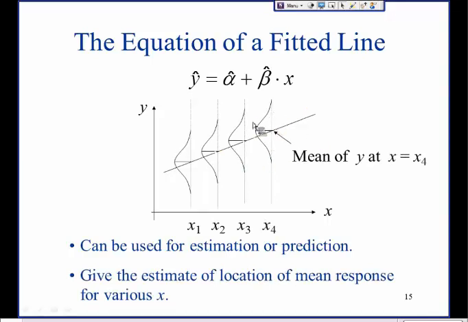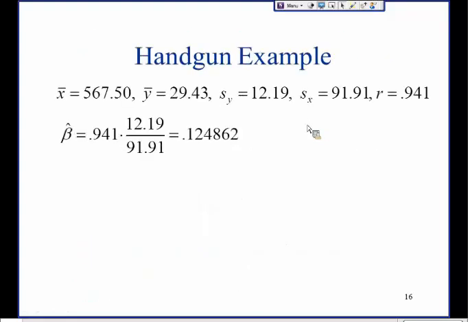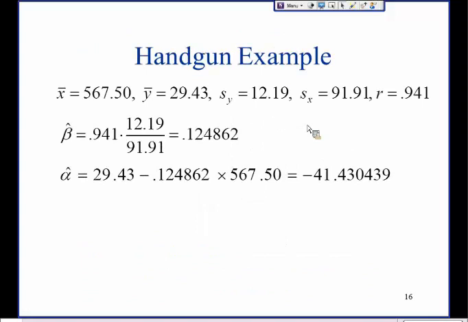At different levels of x, we expect that the variability for the response variable behaves like a bell shape. And a line passes through the mean of these bell-shaped distributions of the response variable. So the example that we used last time was this handgun registration. We have 14 pairs of data, and we try to predict the number of people killed based on the number of handgun registrations.